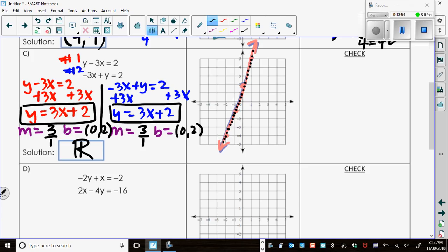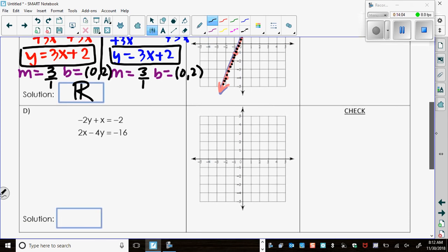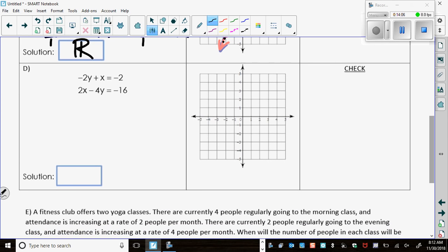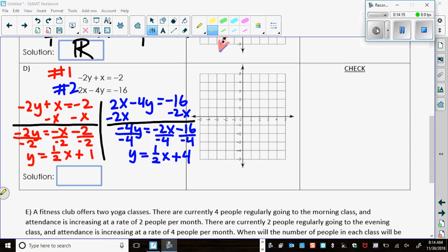So when you're checking your work, you can pick any point that falls on that line, and it will be true. Okay, so you can check on your own to see if it's true or not. I'm not lying. But now I'm going to move on to D. If you want to pause this video and convert all of these into slope-intercept form, go ahead and do so. Okay, so I have converted each of my equations into slope-intercept form.